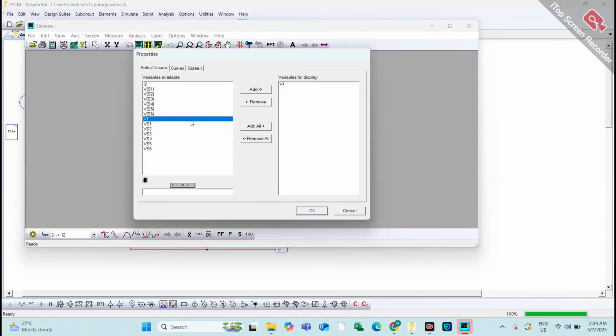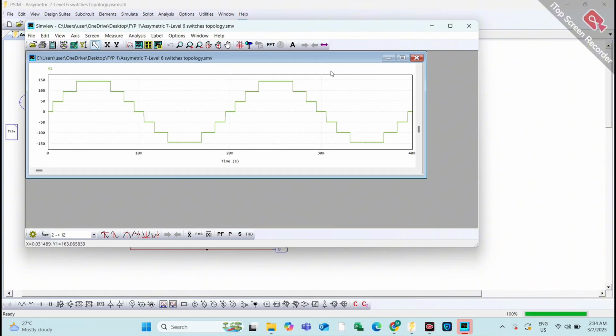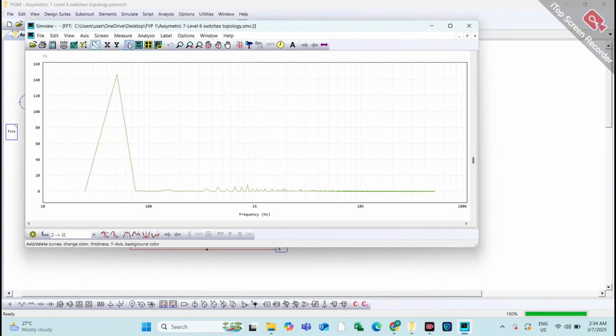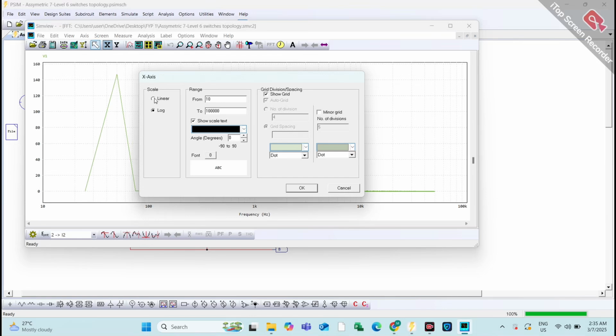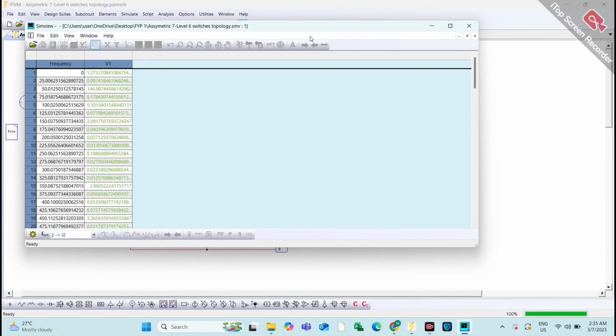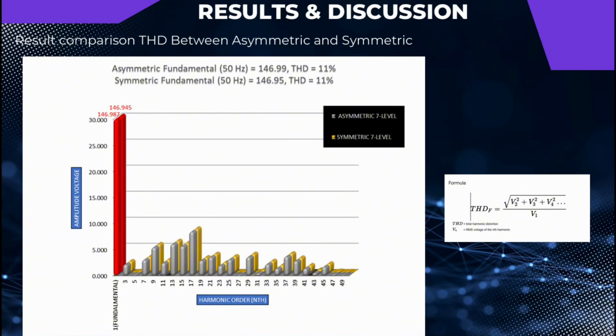Then I used the FFT analysis tool in PSIM to evaluate waveform quality. I performed the FFT directly on the output voltage waveform. The frequency spectrum clearly showed the harmonic component, and the total harmonic distortion for this configuration was approximately 11%. To better visualize the harmonic content, I generated the graph using Excel by copying the FFT result data from PSIM.